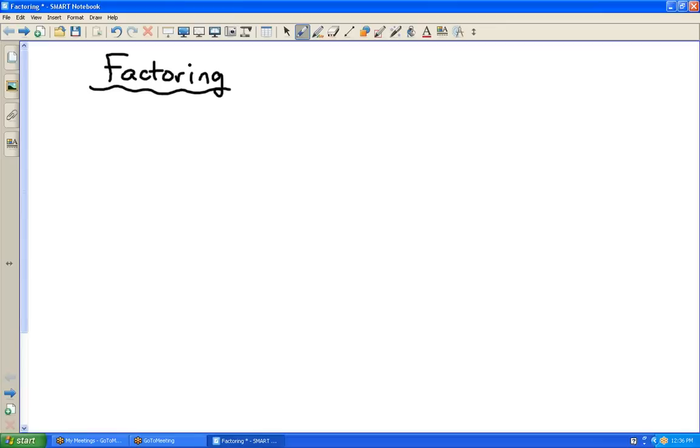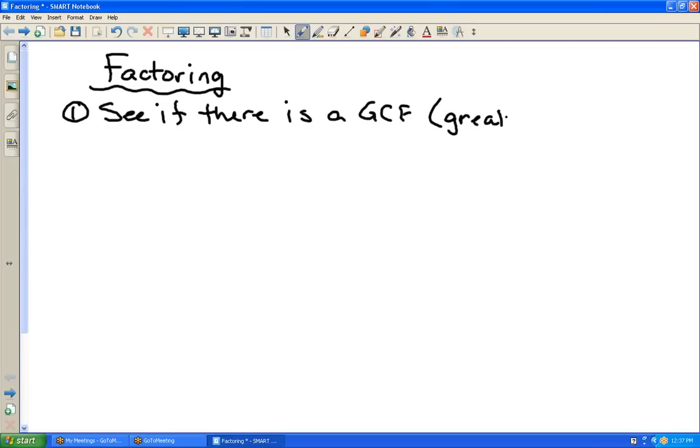If you ever see a problem that says factor, you can always assume that it says factor completely. Even if they don't say the completely, they mean completely. So whenever we factor, we do certain things in a certain order. So the first thing we always do is, one, see if there's a GCF to factor out. And remember, a GCF is greatest common factor.